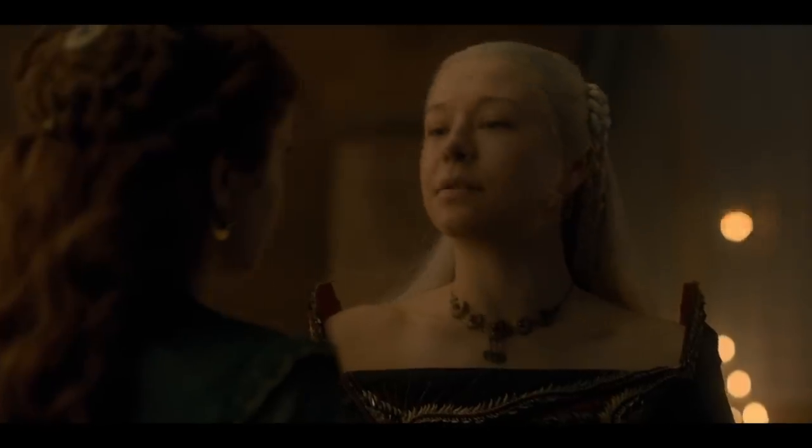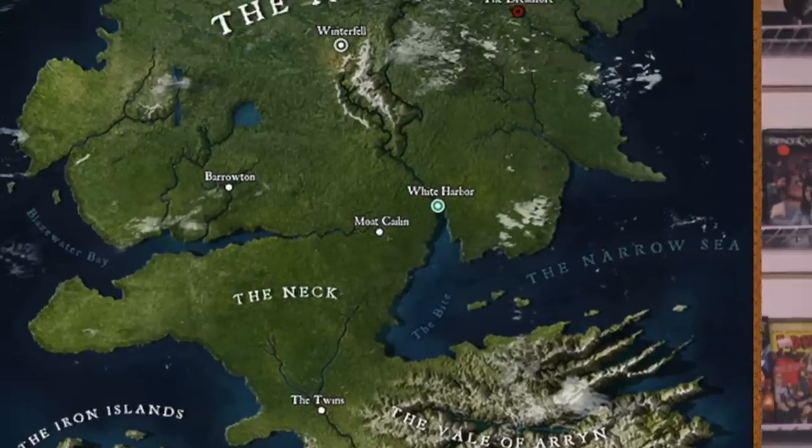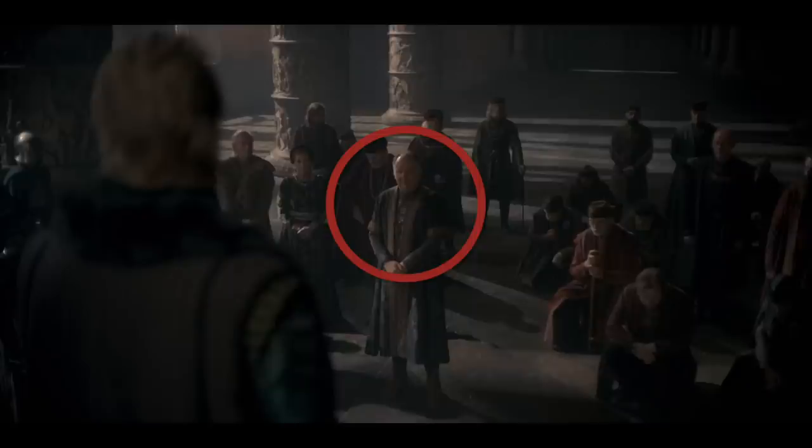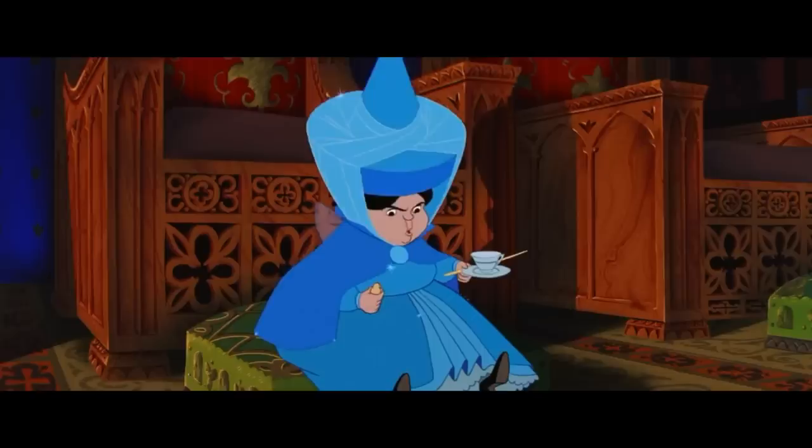Rhaenyra also won the support of the Starks, but the North is so far away that it probably won't matter much in the war. But we do see Otto testing the loyalties of various lords in this episode. Most of these lords are unnamed, but this guy, who initially declines to break his vow, is Lord Meriwether.